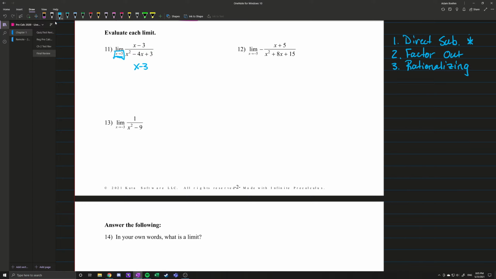Okay, so x minus 3 over x squared minus 4x plus 3. This is going to be equal to x minus 3 over, and we can factor the bottom into x minus 3 times x minus 1. You should see now that we have a common factor. We can factor those two out, and our actual function that we're dealing with is 1 over x minus 1. And then we can try direct substitution. So the limit as x approaches 3 of 1 over x minus 1 is going to be equal to 1 over 3 minus 1, which is just 1/2.